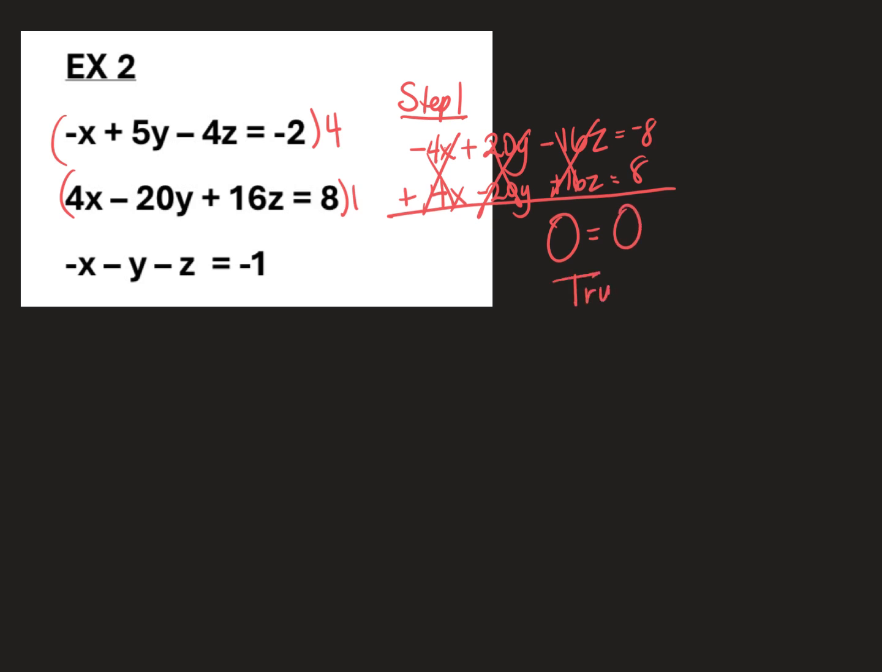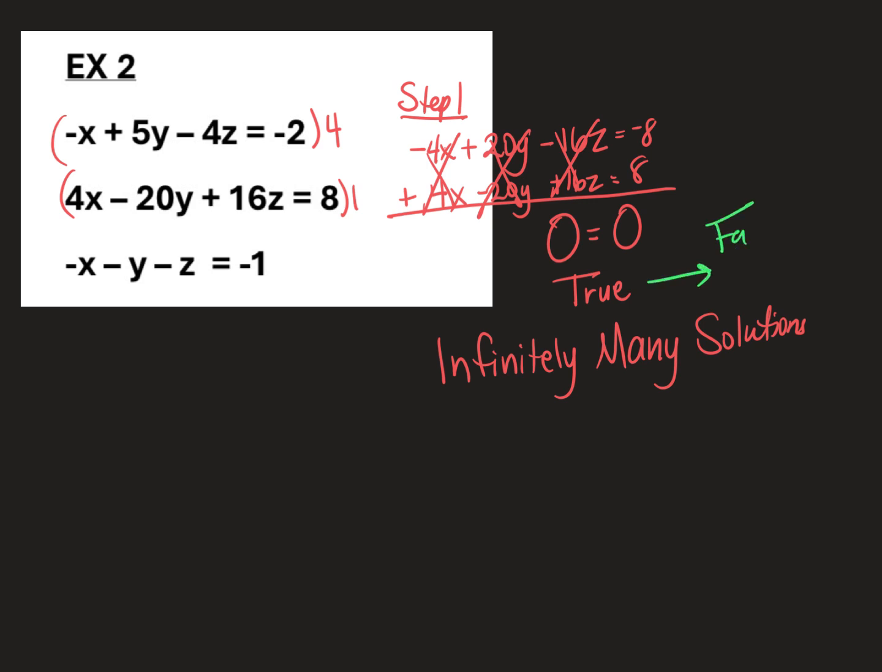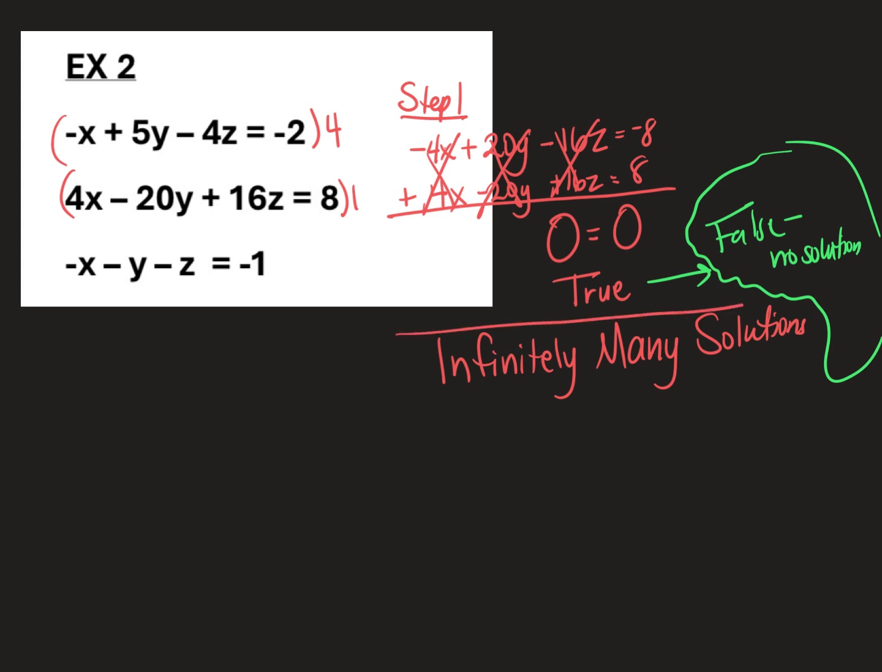This is a true statement, so the solution to this system of 3 equations is infinitely many solutions. And if you had gotten a false statement, which it's not, then it would be no solution. But we know the red one is the correct answer to this problem, infinitely many solutions, because we got a true statement.